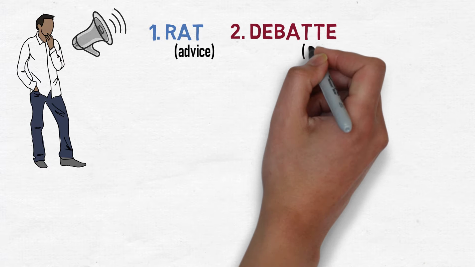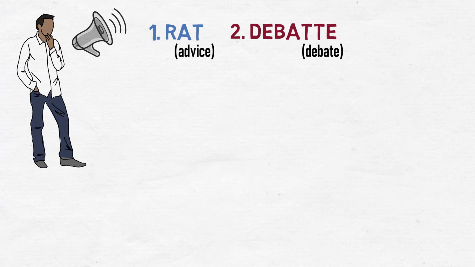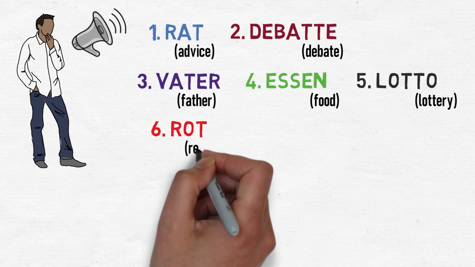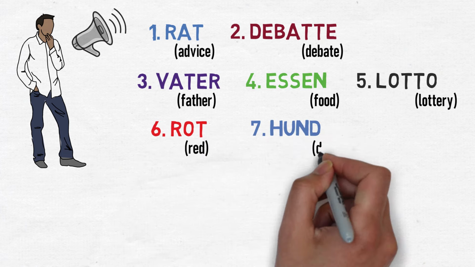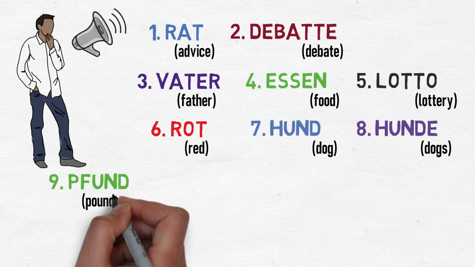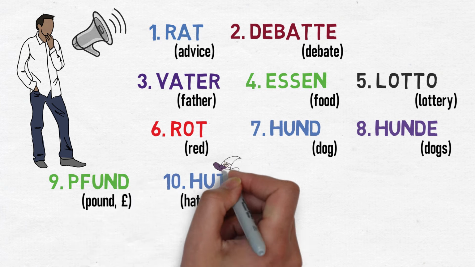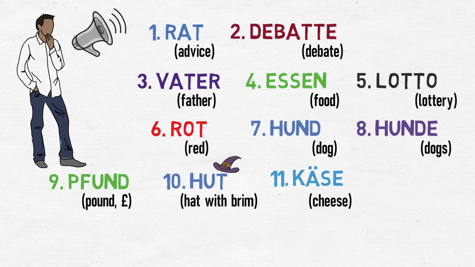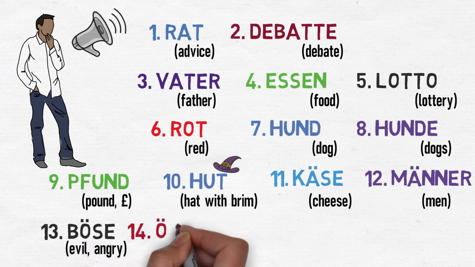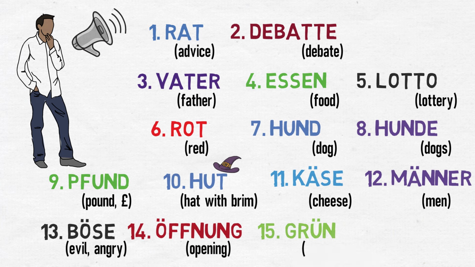Rat, Debatte, Vater, Essen, Lotto, Rot, Hund, Hunde, Pfund, Hut, Käse, Männer, Böse, Öffnung, grün, dünn.